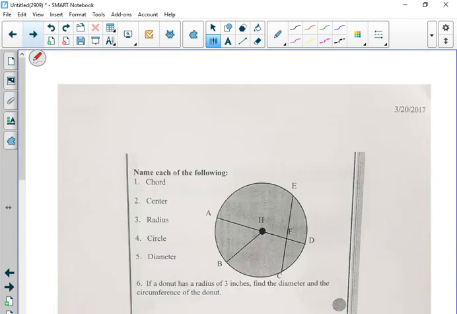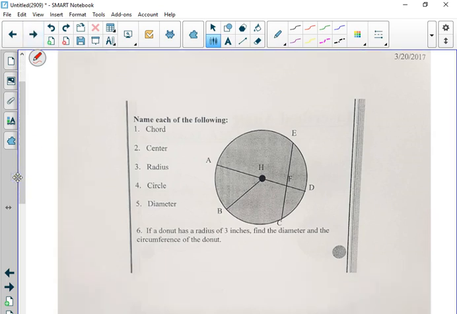And we're almost finished. So, name each of the following. Almost there. Chord. Well, it has to go from point to point on the circle, so that's EC with a line segment. The center is H. So we put a dot H, point H. The radius, well, the most obvious one is here, HB. But technically, you could also say HA or HD. Because that is a radius.